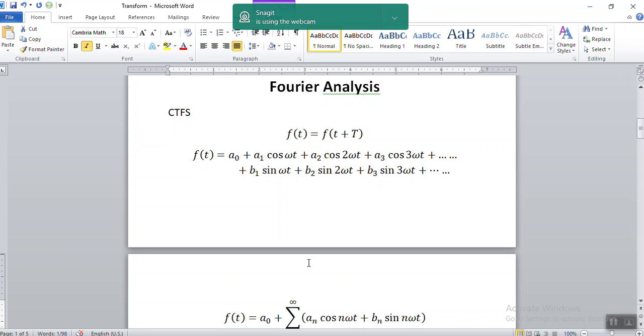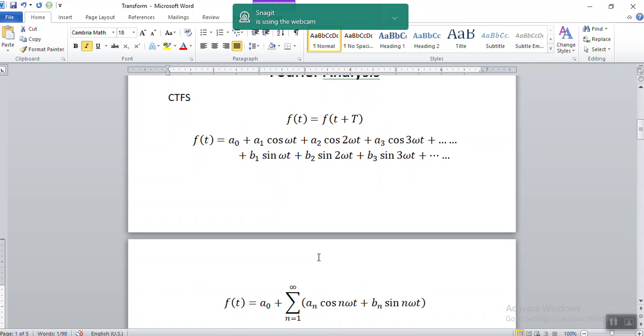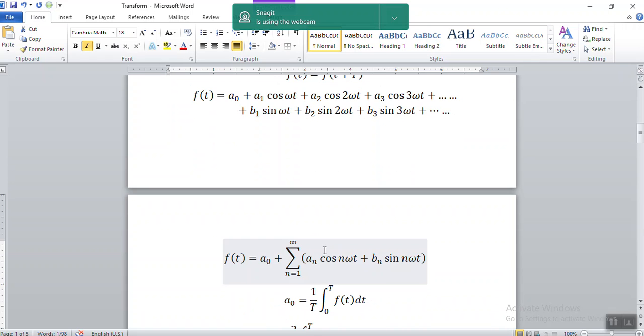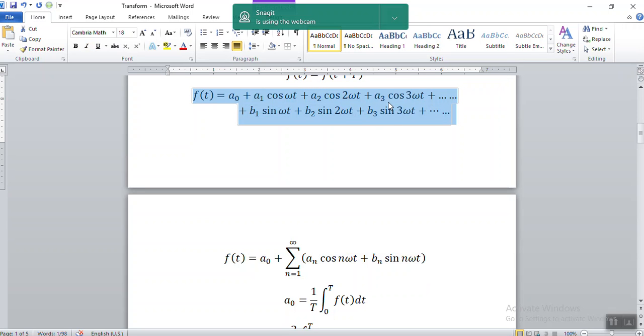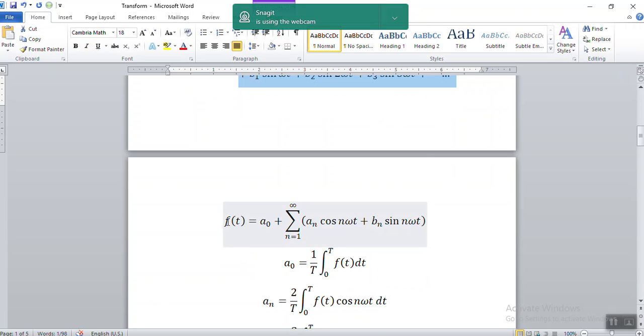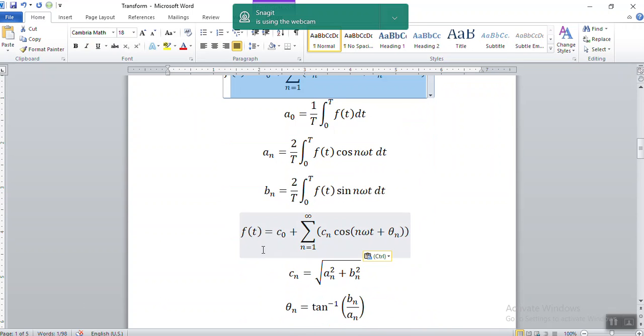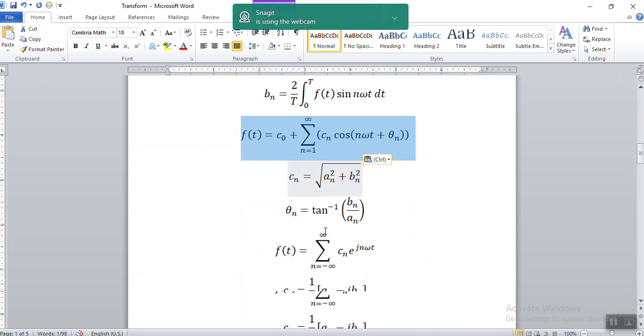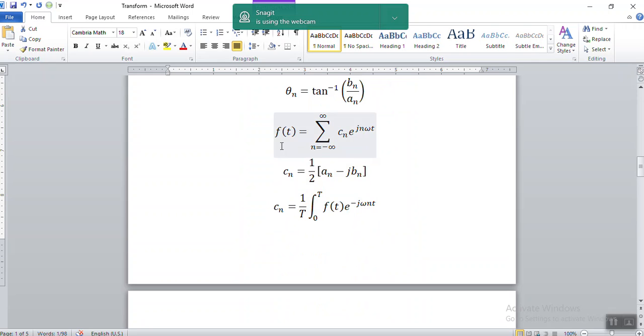So, that is why we do Fourier analysis. Therefore, in the case of the Fourier series, which holds for periodic signals only, once you represent it in Fourier series expansion, like in this form or in this form or in exponential form.